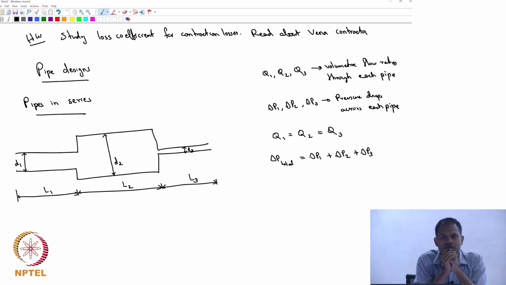So what is it like? Q is like current, and delta P is like your voltage, and the friction losses would have been your resistance.